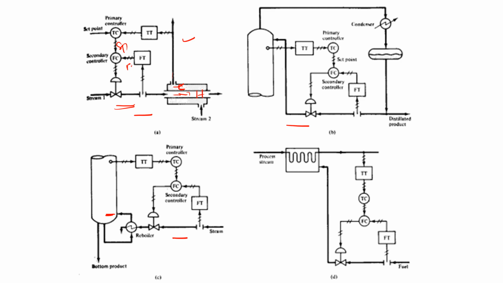The cascade control works. So here two measurements, and then this is the primary variable, this is the secondary variable, and he is the master and he is the slave. So primary controller and the secondary controller.